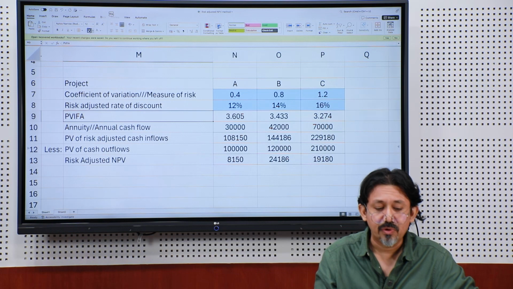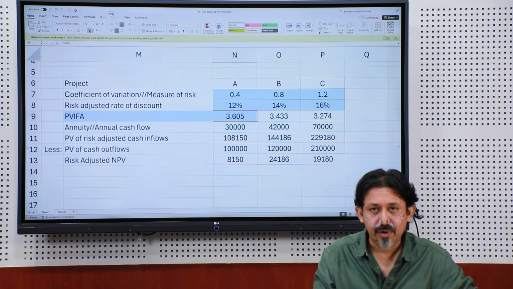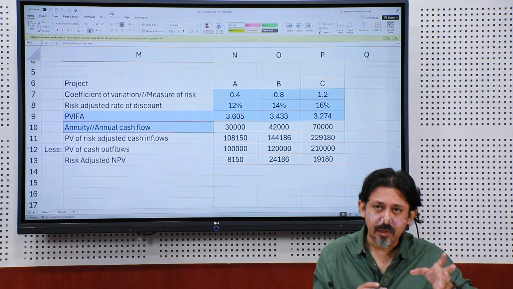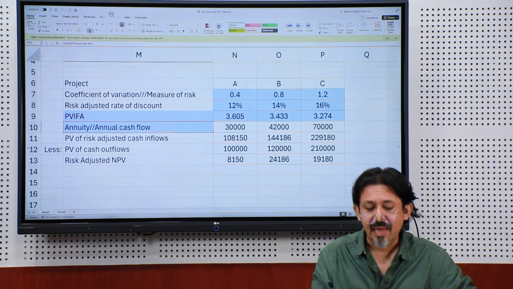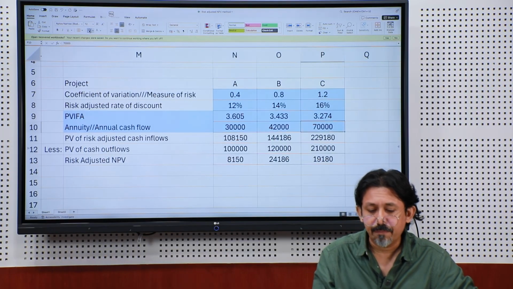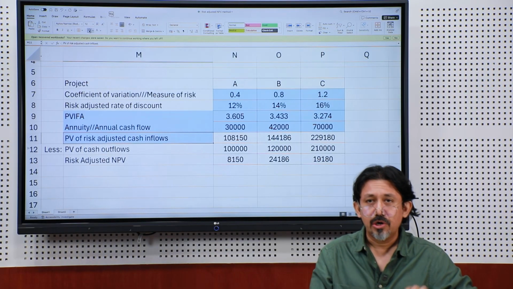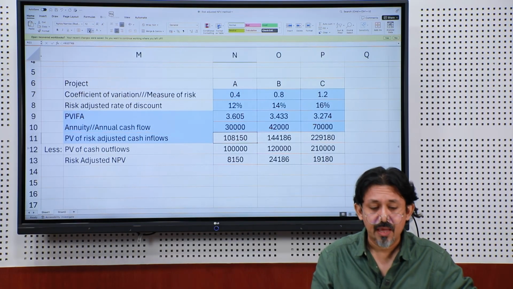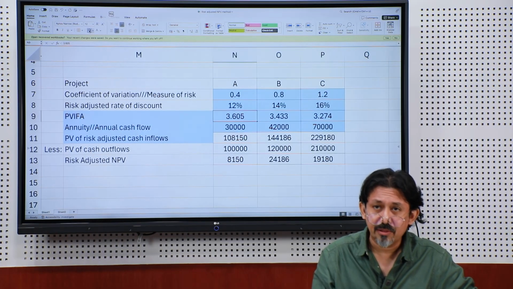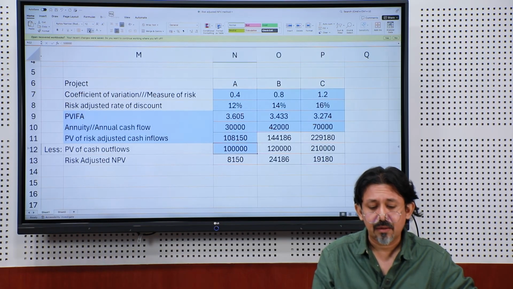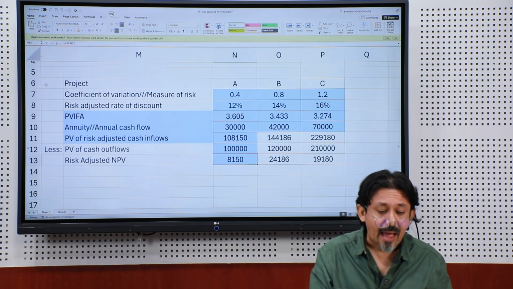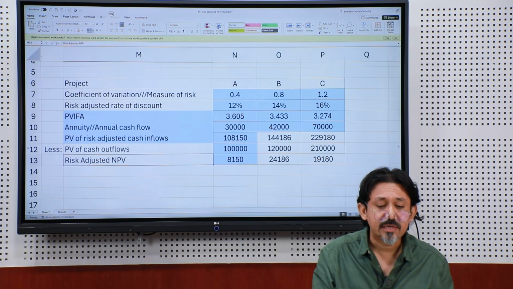Obviously, you have the annuity factors at each discount rate for a period of 5 years, and the case also gives you the annuity or the annual cash flow. So, the annuity is multiplied with the annuity factors to get the present value of risk adjusted cash inflows. So, 30,000 multiplied by 3.605 gives you 1,08,000, deduct 1 lakh as the outflow and you get 8150. I call that the risk adjusted NPV.